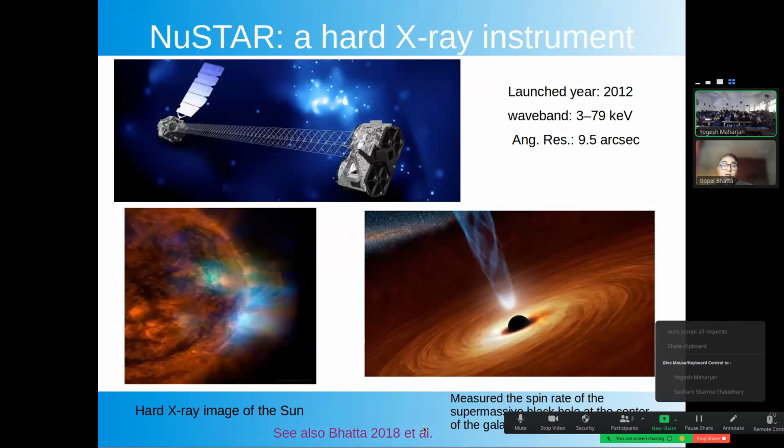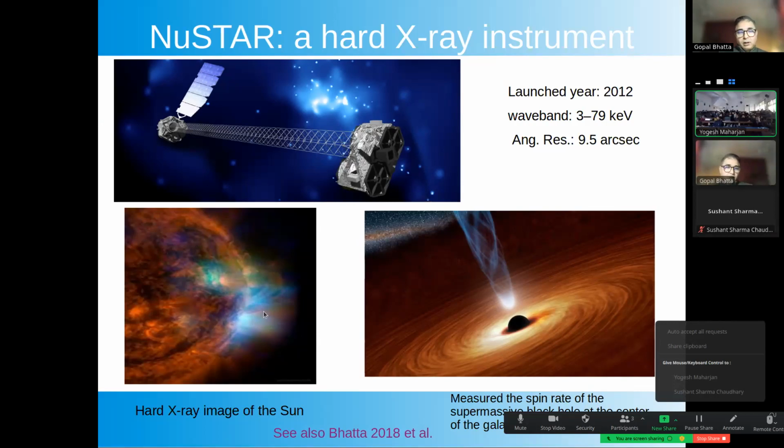And NuSTAR. It's a fairly recent, very modern hard X-ray instrument, which has not one telescope, but two eyes, two telescopes together, and it was launched in 2012, fairly recent. The waveband is 3 to 79 keV, and it doesn't have a very great angular resolution, but it looks into the hard X-ray. For example, if you look at the sun through this telescope, it would look something like this. Then it also looks into AGN systems. An AGN has a central black hole at the center, and it's surrounded by a huge accretion disk.